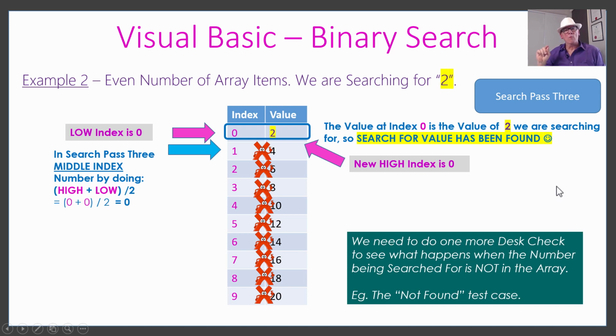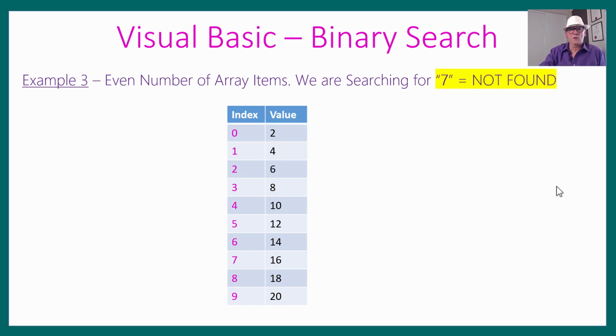Now, we just need to do one more example of desk checking, because we haven't done anything yet where we've looked for something which definitely isn't in our array. So we're checking out how we do a not found if something isn't in the array. If someone types in that they want to look up something, but it isn't in our little storage array, how do we cope with that in our programming?